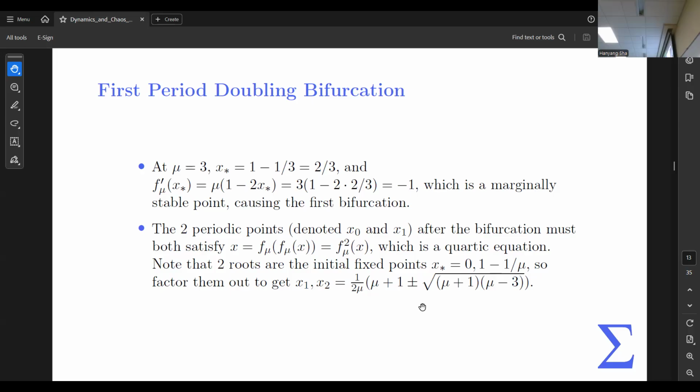And then we can solve for the periodic points after the bifurcation, because they're just x equals f squared of x, just a quartic equation. You can factor out the initial fixed points, because they are also solutions of this equation, and then you can get the other 2 points. It's very simple. I mean, this is just making computation.